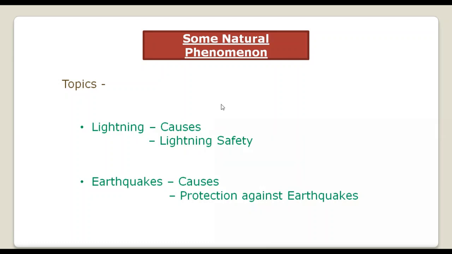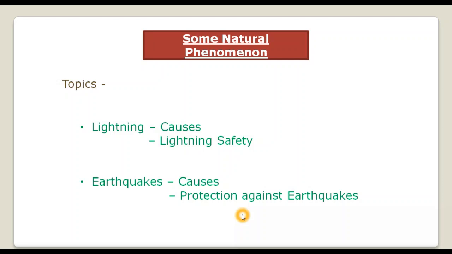Today we are going to start a new chapter of physics, that is some natural phenomena. Topics to be discussed here: lightning, causes of lightning, and lightning safety. Then we'll discuss earthquakes, its causes, and under which we'll discuss protection against earthquakes. So this lesson is about some natural phenomena.